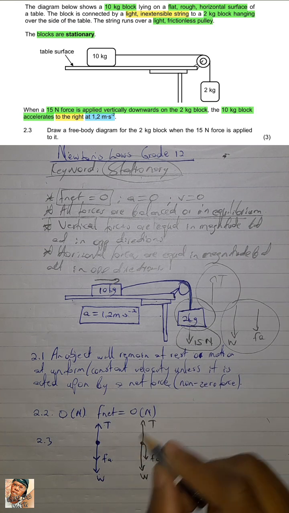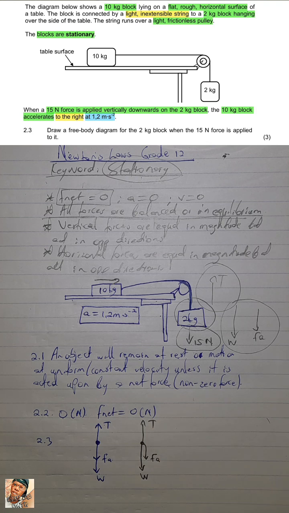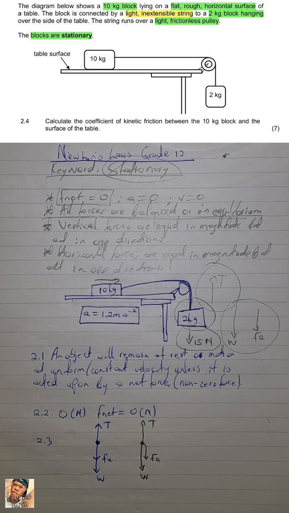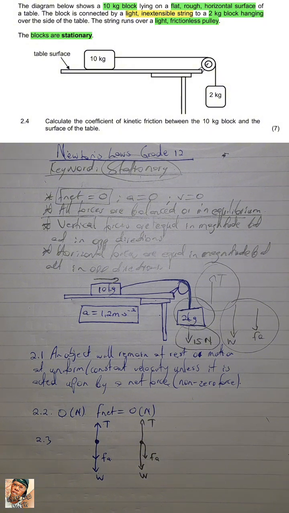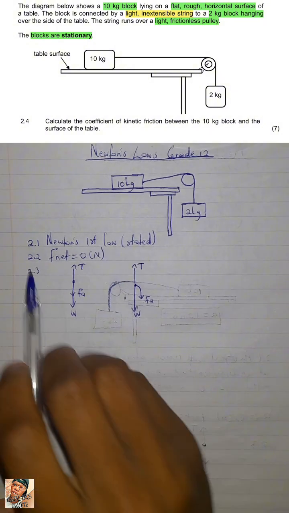You also want to be given full marks when you draw this one. Let us go to the next question. The next question, which is 2.4, says... I don't usually have enough space, so let me go to the next page to answer the next questions. All right, so far we have answered 2.1 to 2.3.